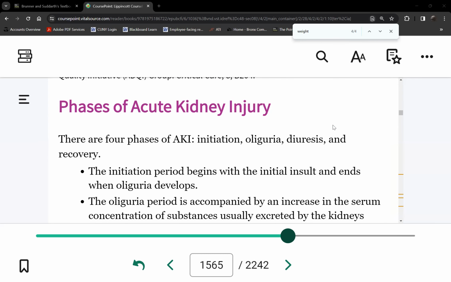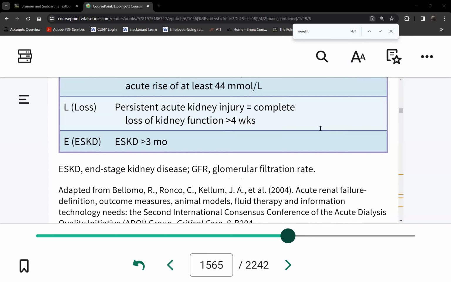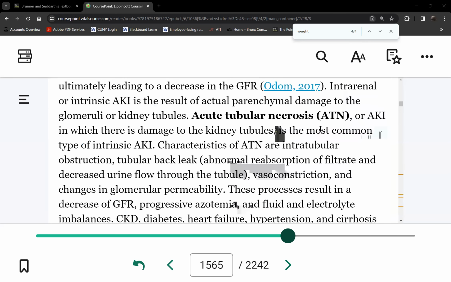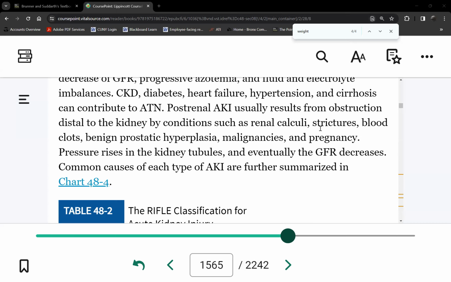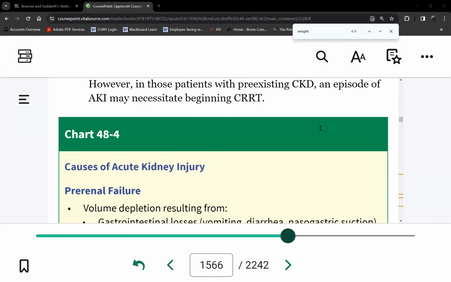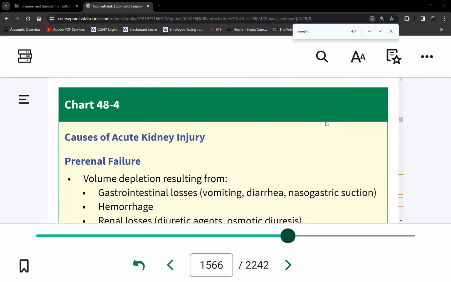Now let's go now to the, I'm still looking for the, okay, there's no table for the classification. There is. Okay, sorry. Okay, chart 48-4. I found it. And then I'll go back to the phases. So let's look at the causes first. So AKI can occur in one or more of these ways.